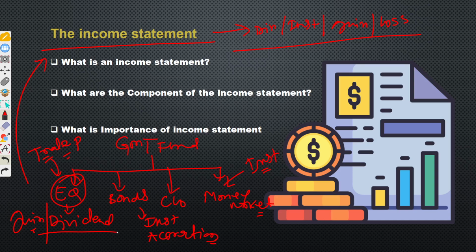Apart from that, we'll see the components as well. What are the components of the income statement? In the first session, we discussed dividends or interest payments, management fees, admin fees, and unrealized or realized gains. So that we record on your income statement. All credit side would be your gains, and all the debit side, we record all the expenses and losses to the income statement of a fund. Those are the components which we record basically.